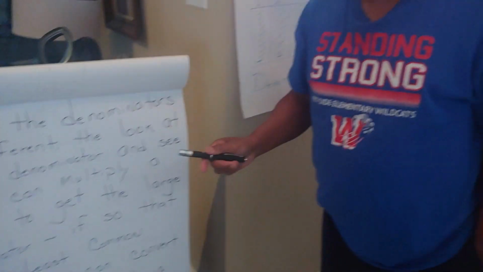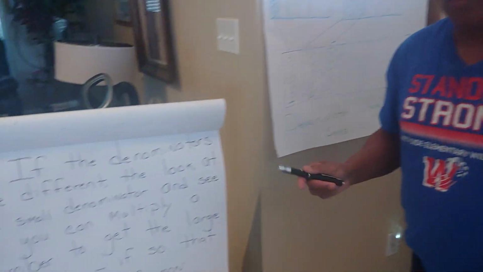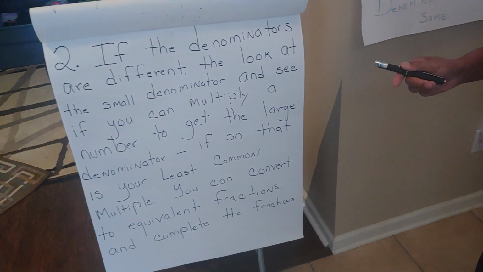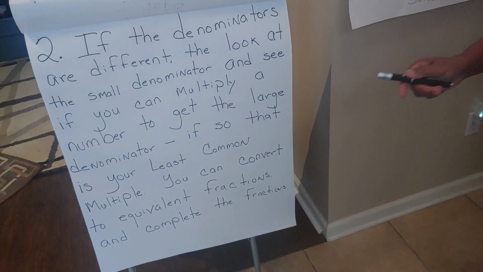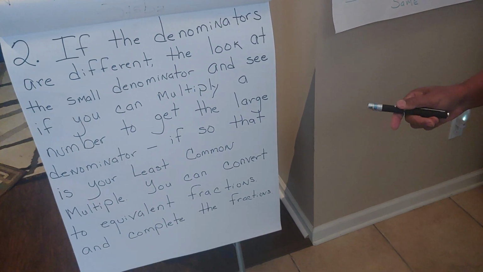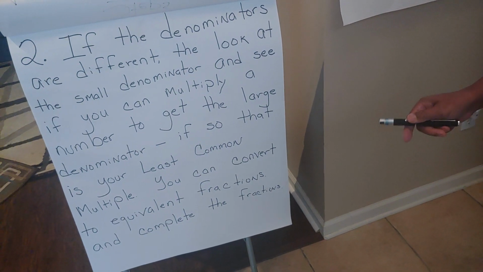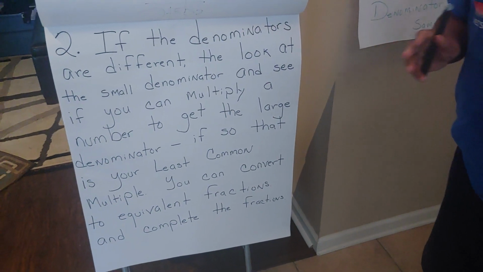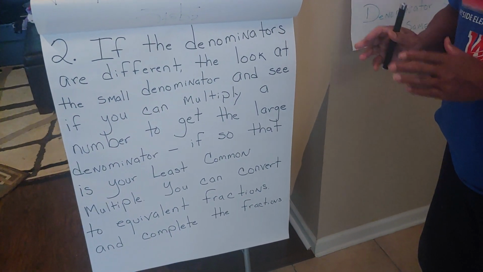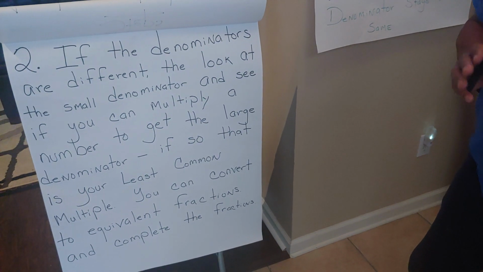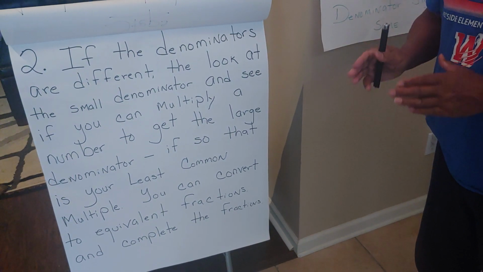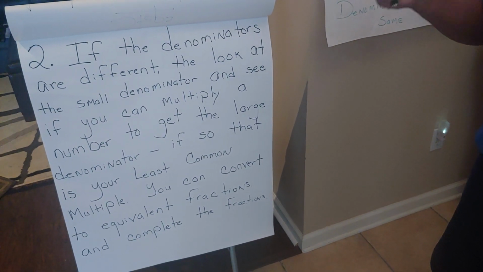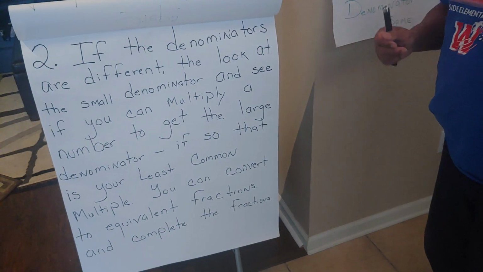Now, for parents that are listening, in our day, least common multiple was called least common denominator. It's the same thing. It's called least common multiple, or LCM. Multiply, you can convert the equivalent fraction and complete the fraction. What this is simply saying is that if you have the fractions 1/4 and 1/8, and you take the small denominator 4, if you can multiply something by 4 to get 8, then that's your least common denominator. That's your least common multiple. You don't have to go through the other steps to get there.